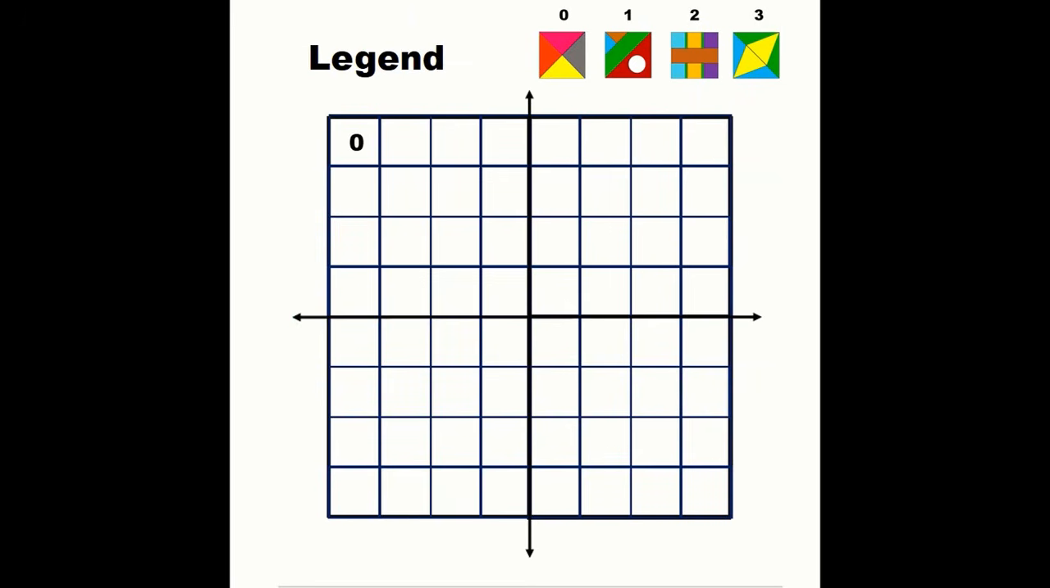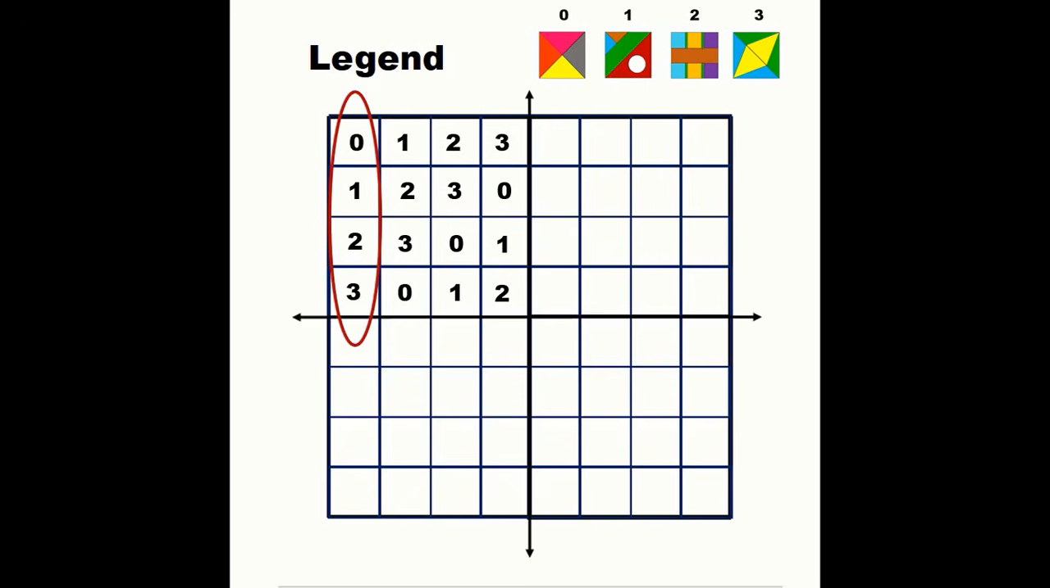So we have 0, 1, 2, 3. Then 1, 2, 3, 0. And we have 2, 3, 0, 1. And we have 3, 0, 1, and 2. As you can see, there is a pattern with respect to the number system from 0 up to 3.